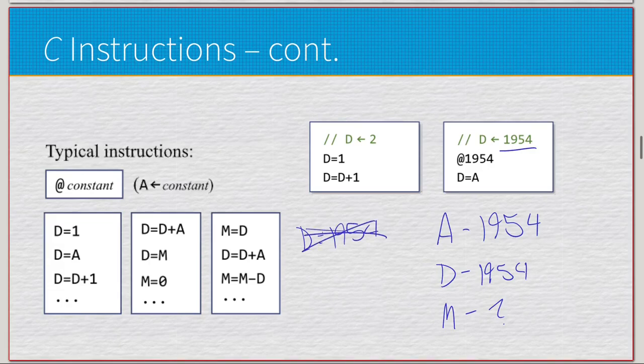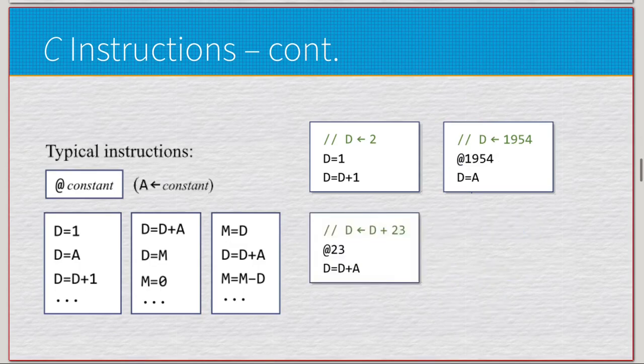This just doesn't work. So again, every time you want to use some value, you have to do it in conjunction with some A instruction. And this one's a bit more complicated. We have some mathematical model. It's just basic addition, not a big deal. But we can do something like at 23 to get this constant value. And then we are loading the value in the data register plus 23 into the data register. So we can just do D equals D plus A.